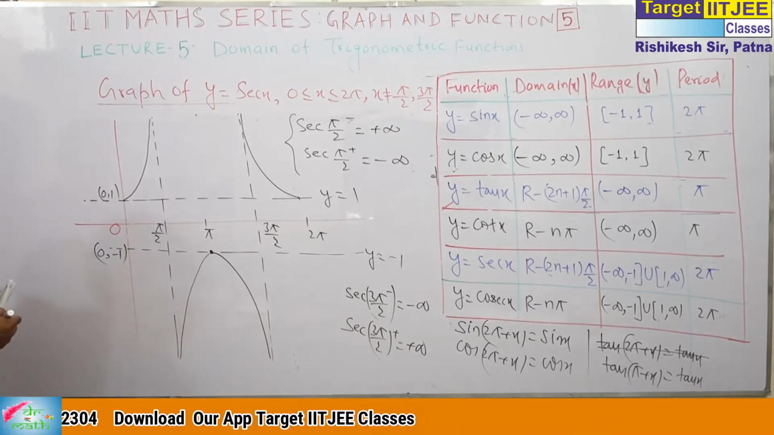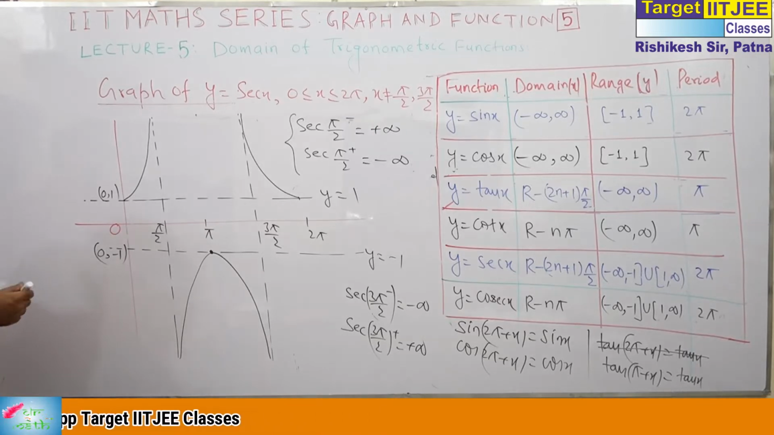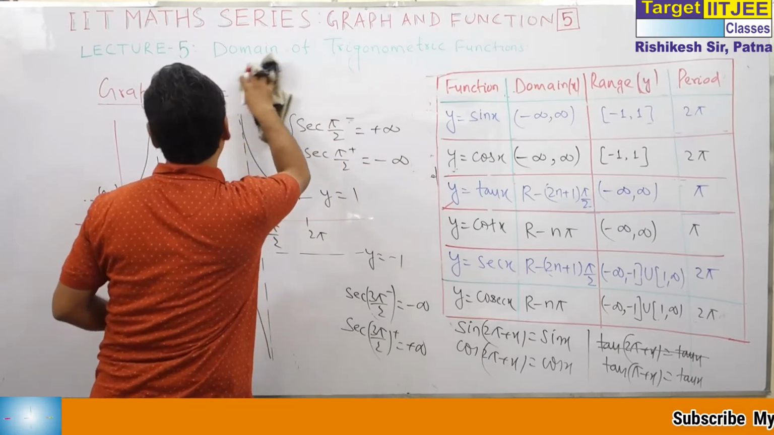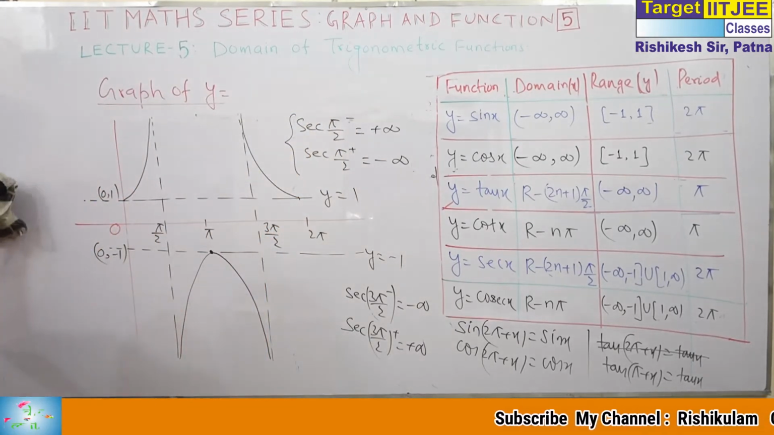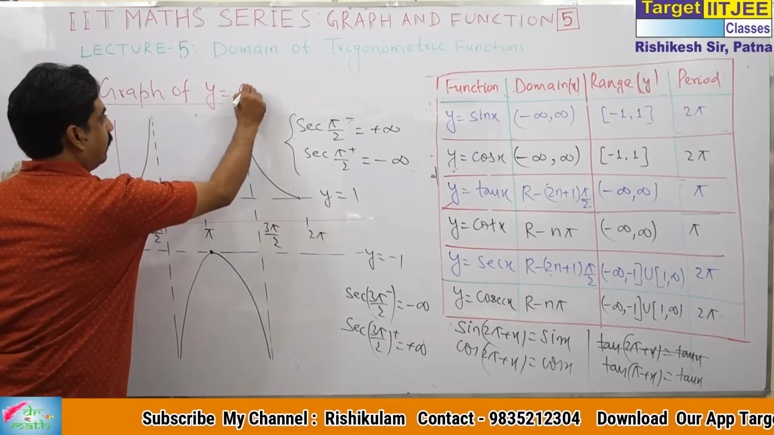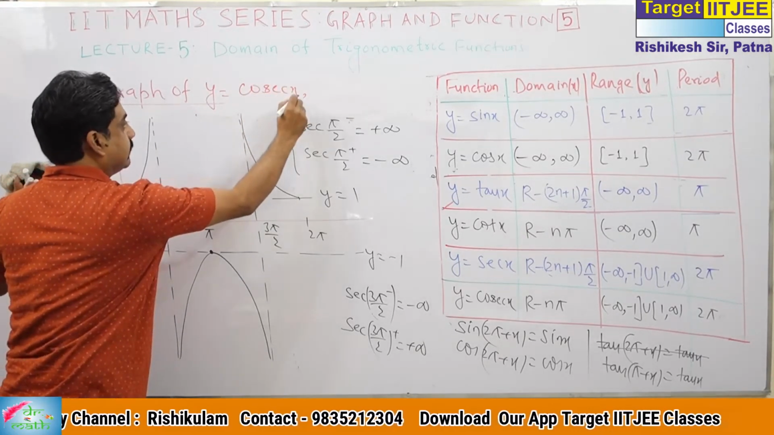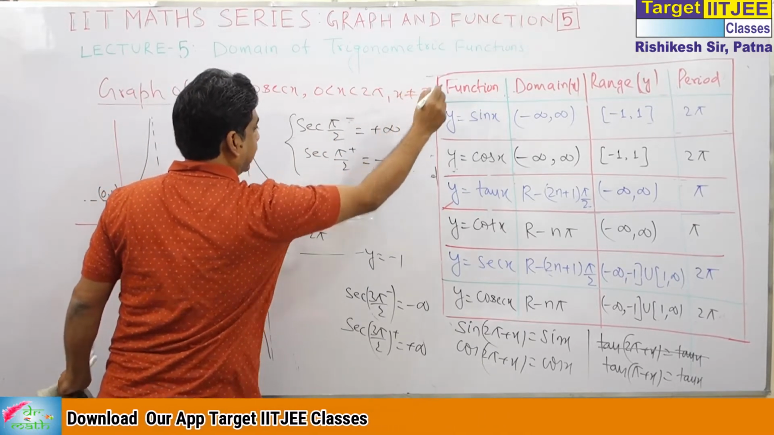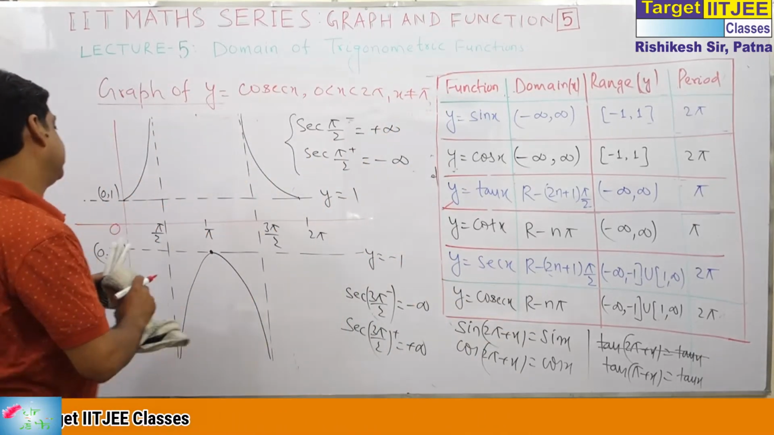Okay, graph of sec x. Now finally I come to the graph of cosec x. If you want to write, pause and write. Graph of cosec x, 0 to 2 pi, x also not equal to pi, not defined at n pi.